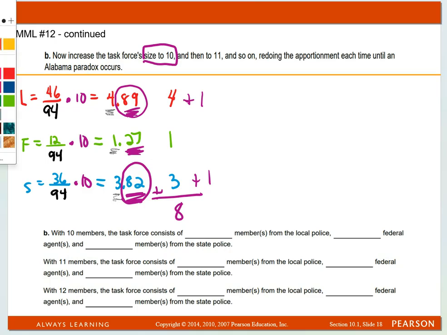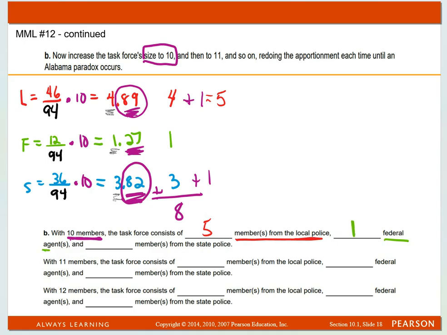So what I have right now, with the 10 members, is that the local police will get 5, because 4 plus 1 is 5. And then the feds, which is in green, there'll be 1 federal agent. And then blue, 3 plus 1 is 4. There'll be 4 from the state police.